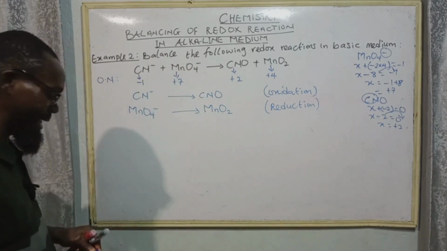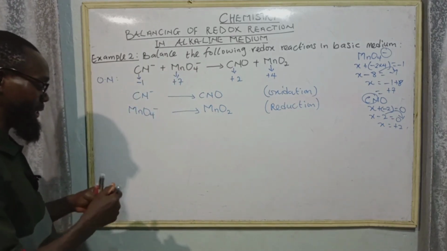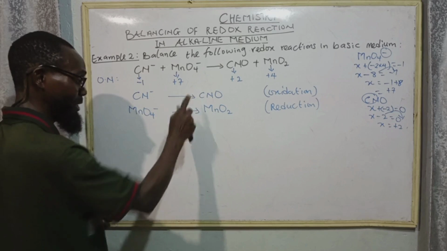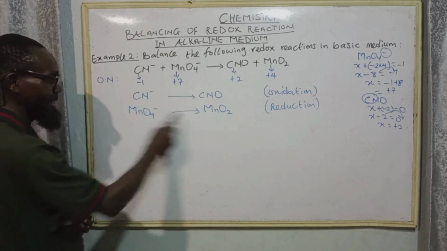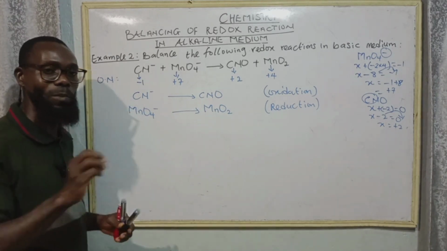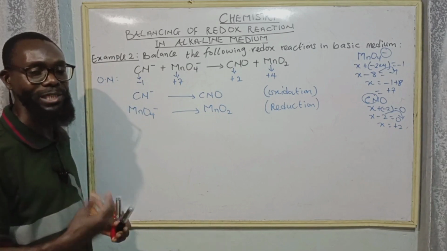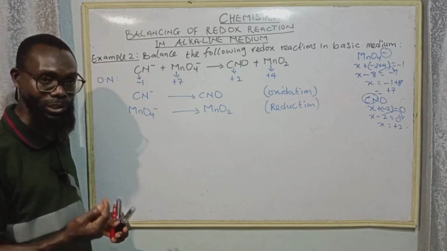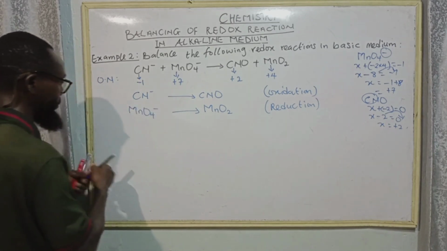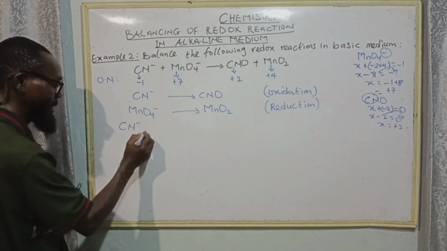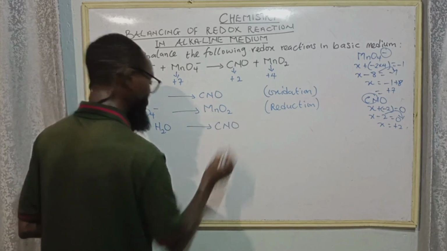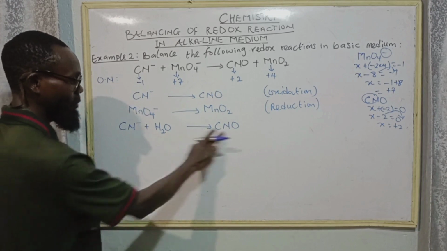Now the next step is to balance all atoms except oxygen. How many cyanide do we have here? We have 1. Cyanide here we have 1, that one is balanced. Manganese, how many? 1 manganese. How many? 1 manganese. The next step is, let's balance our oxygen. To balance oxygen, you are going to add H2O to the side that has the lowest number of oxygen or that did not have any oxygen. Definitely, you are going to add H2O here. So here we have CN minus plus H2O to give us CNO. How many oxygen is here now? We have 1, it's balanced.